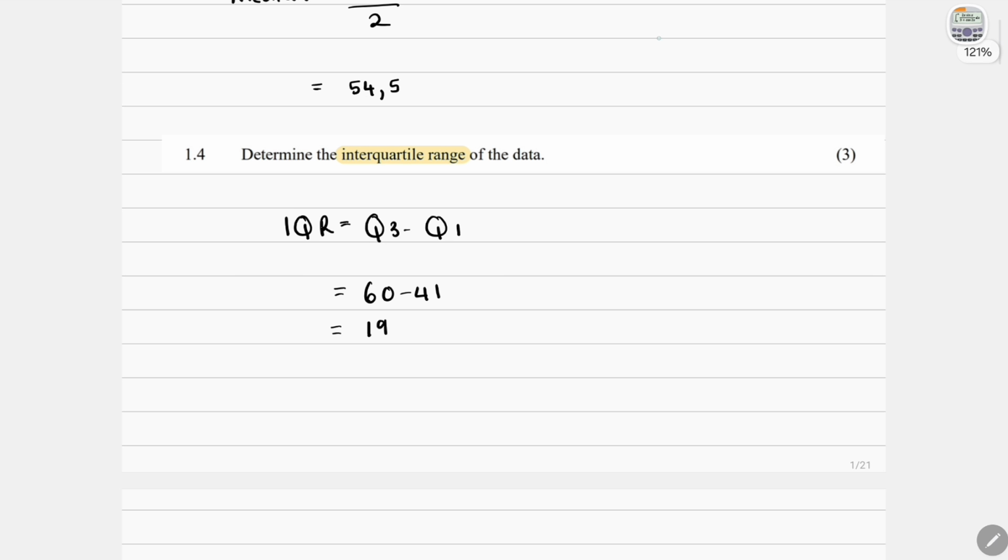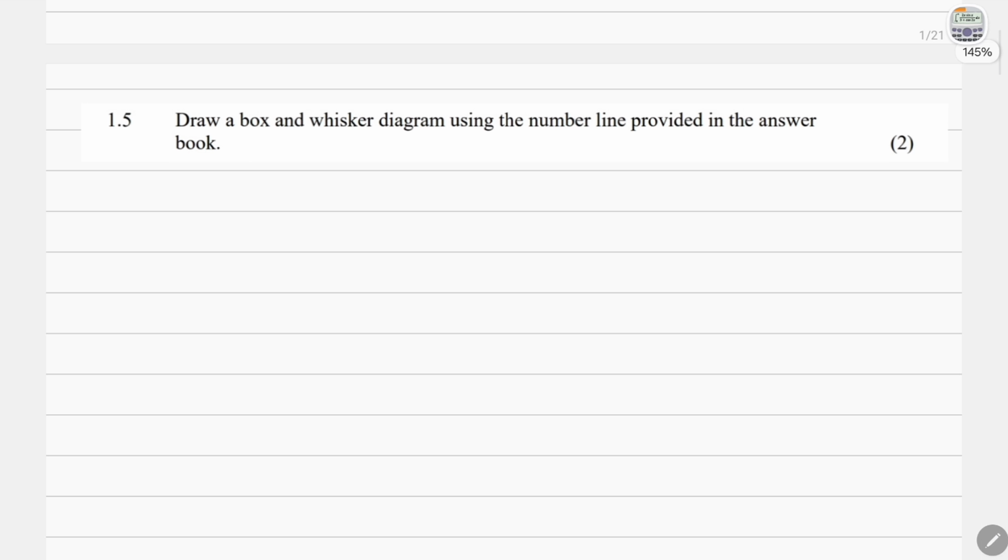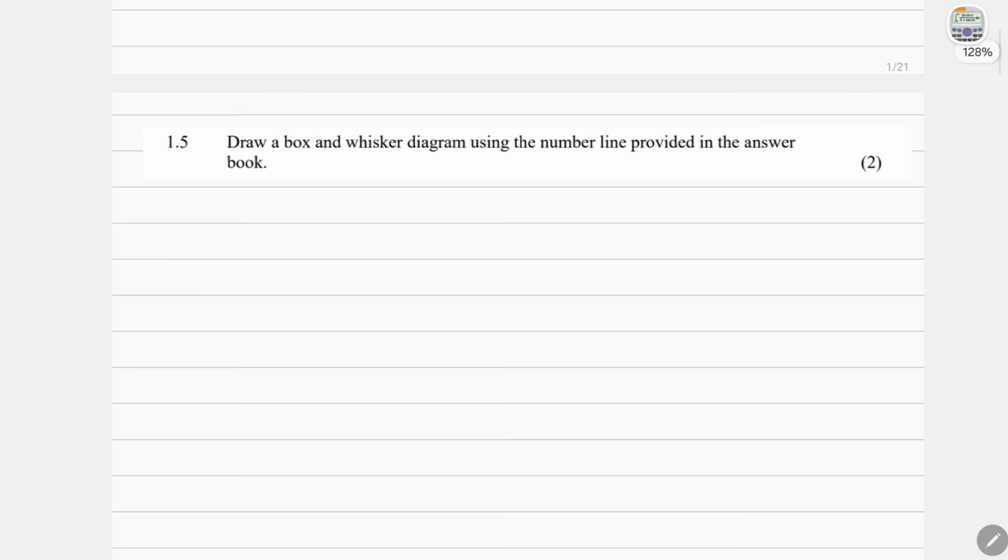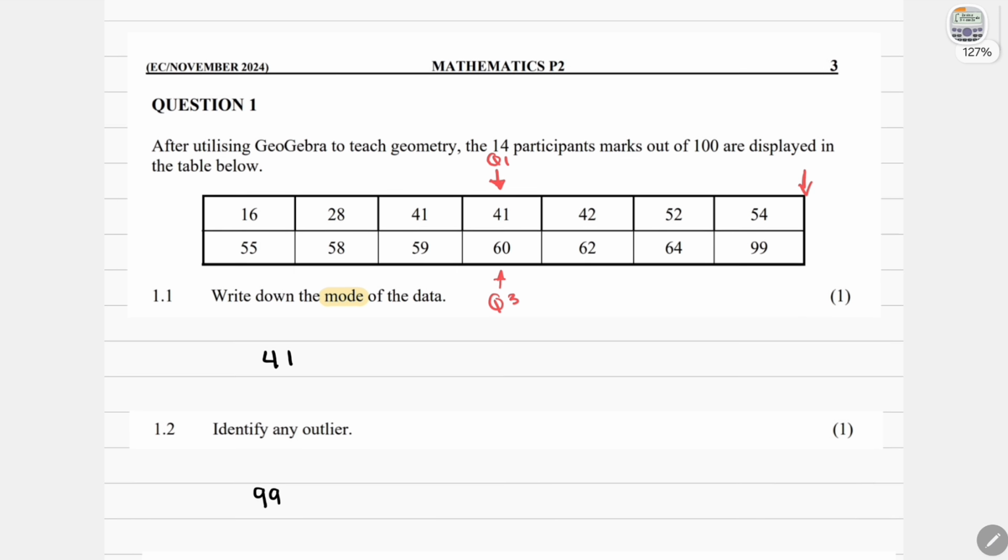And moving on to the next question. Question 1.5 says, draw a box and whisker diagram using the number line provided in the answer book. Okay, so I'm just going to have to draw a number line down. So with this, we already have Q1, we have Q3, we have the middle. We know now the middle is 54.5. That is Q2. And we can see that the minimum value is 16 and the maximum value is 99.